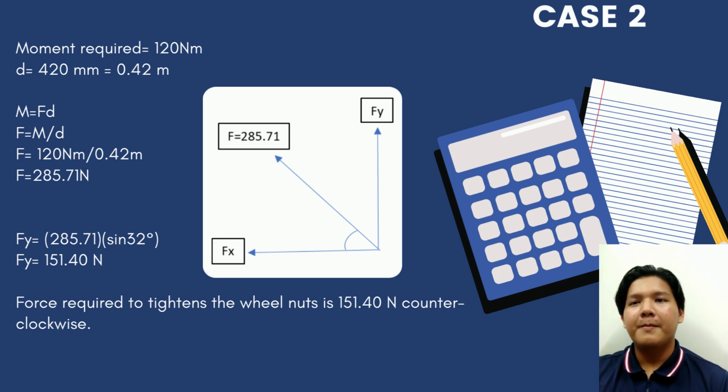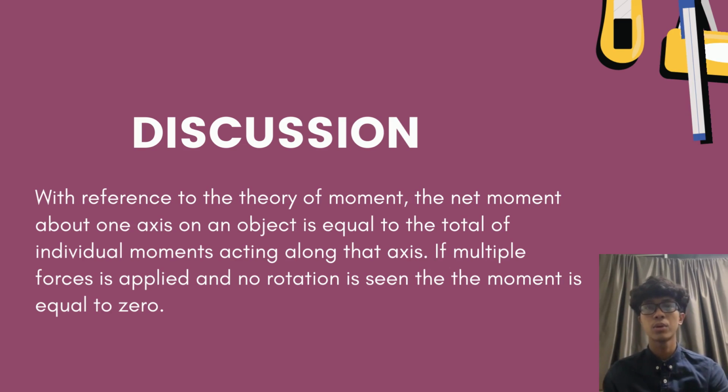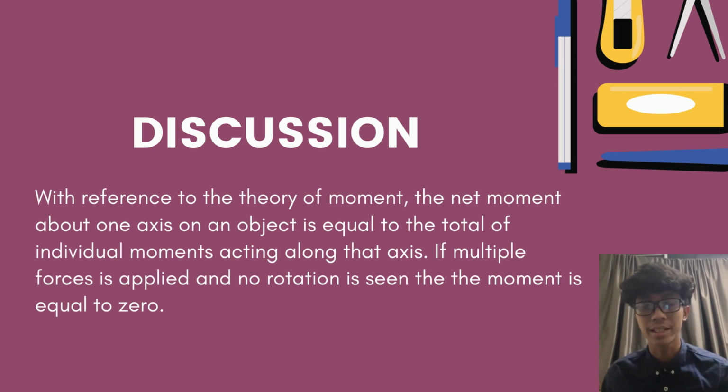Newton. And in order for us to find the required force to tighten the nut, we will use the formula of F sin theta, and we can see that the upward force to tighten the nut is 151.40 Newton. So I'm going to brief about the discussion.